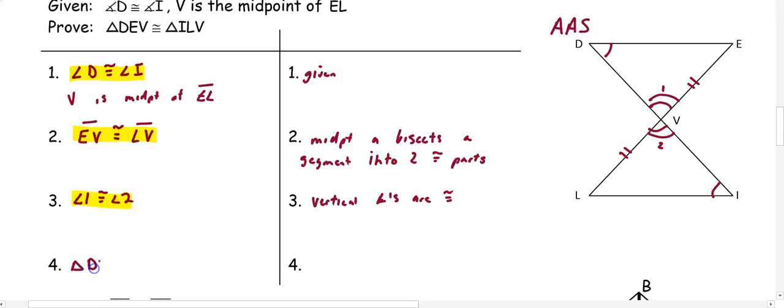So triangle DEV is congruent to triangle ILV, and our reason is angle, angle, side. So remember, all proofs should always end up with what method we're using to prove the triangles were congruent.